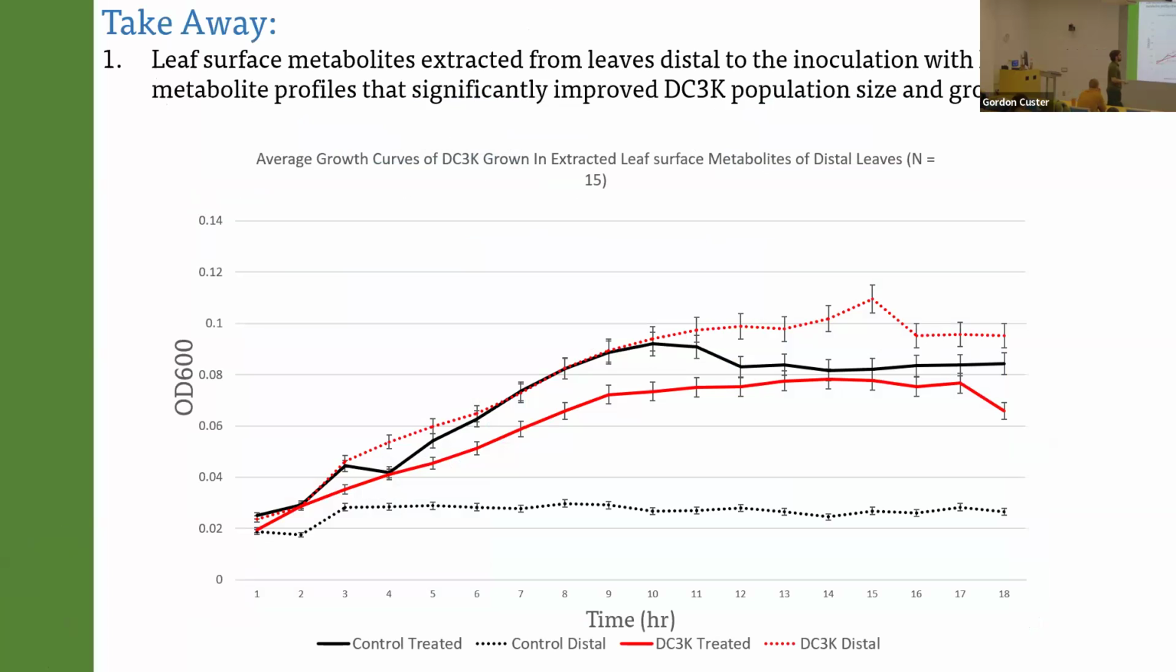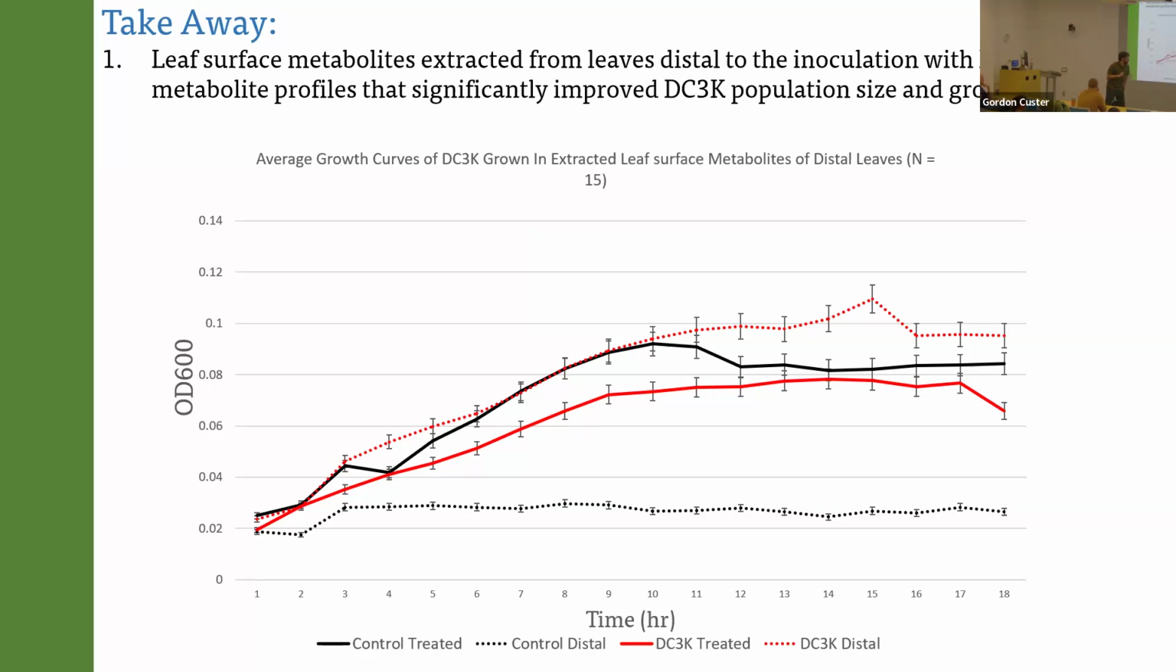Here, I'm going to be showing you a growth curve, right? This is OD600 on the y-axis, time on the x-axis, and this is growth of DC3K in either control-treated metabolites, the distal control metabolites, DC3K treated metabolites, or the DC3K distal metabolites that were extracted from those leaves. And what we can see is that overall, more often than not, our pathogen does best in the metabolites extracted from the distal leaf surfaces.